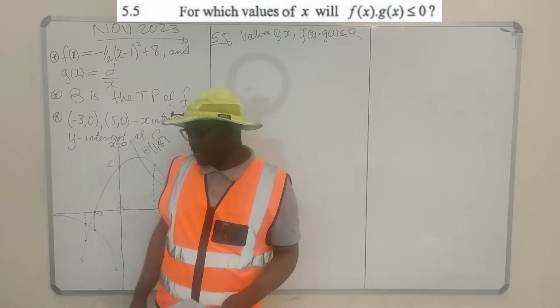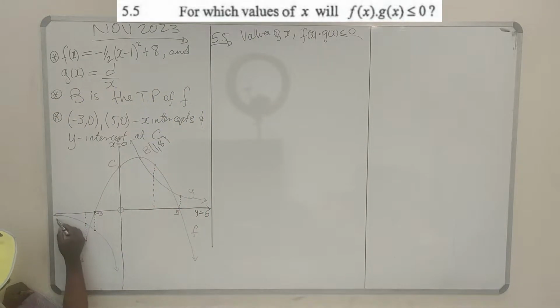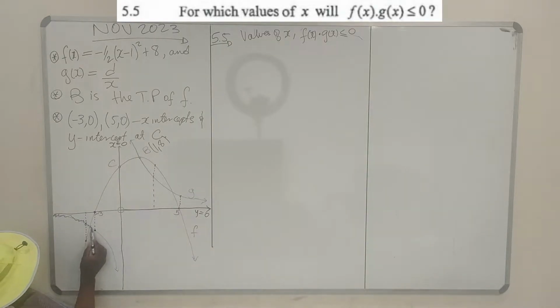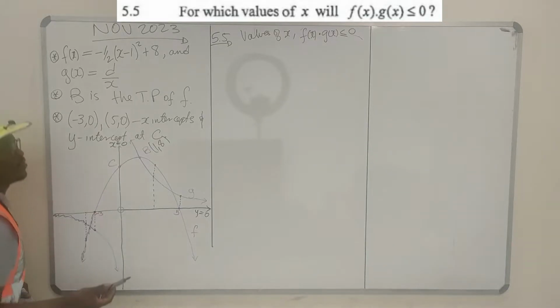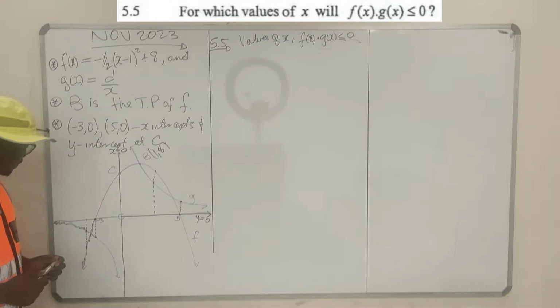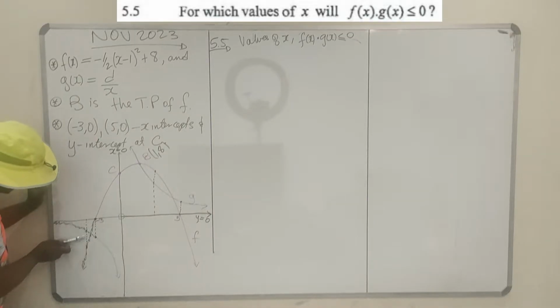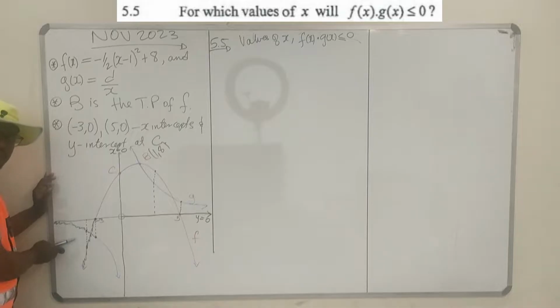So let's look at our function. You can see here and here, both functions are below 0, right? So their product will be positive, which is what we're not looking for. As I've said, here both of them are negative. They are both below 0.